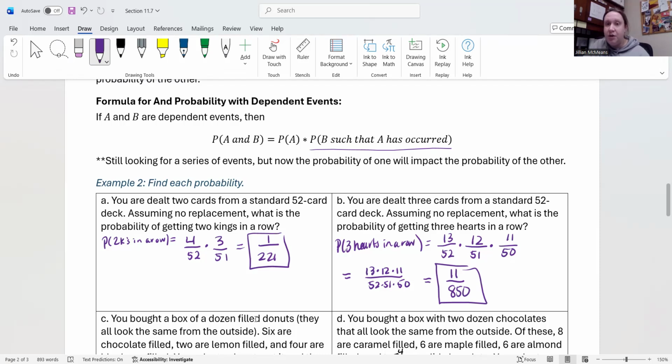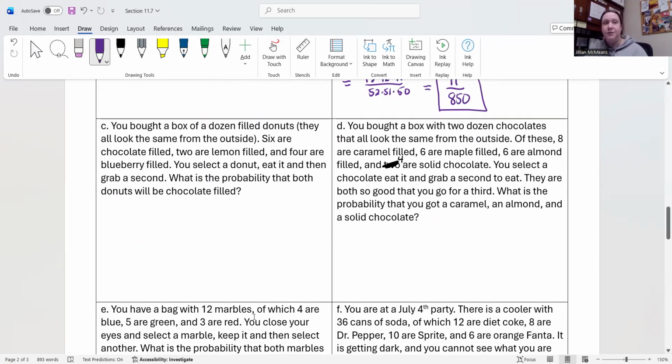All right, let's look at another example that's kind of real world-ish. Okay. So part C, you bought a box of a dozen filled donuts. They all look the same from the outside.